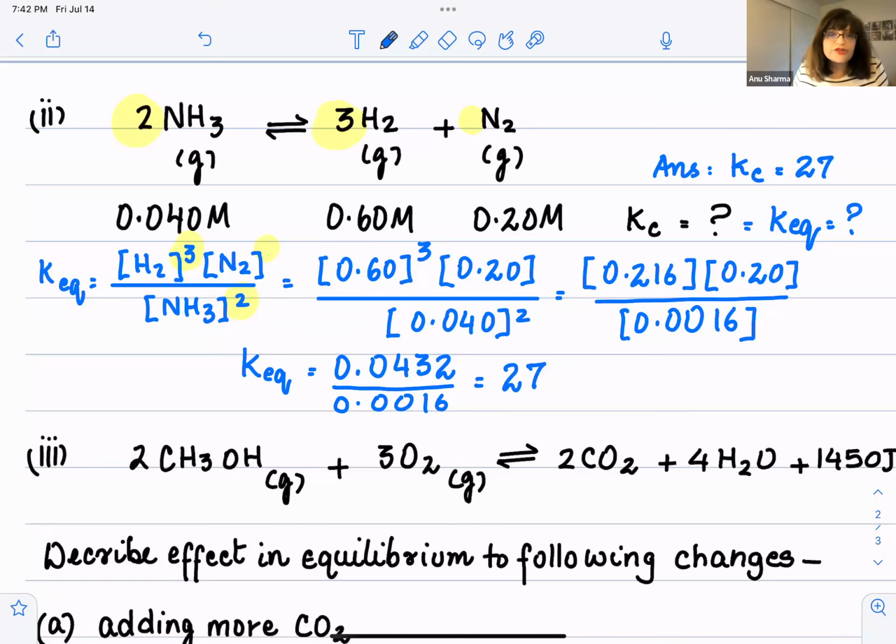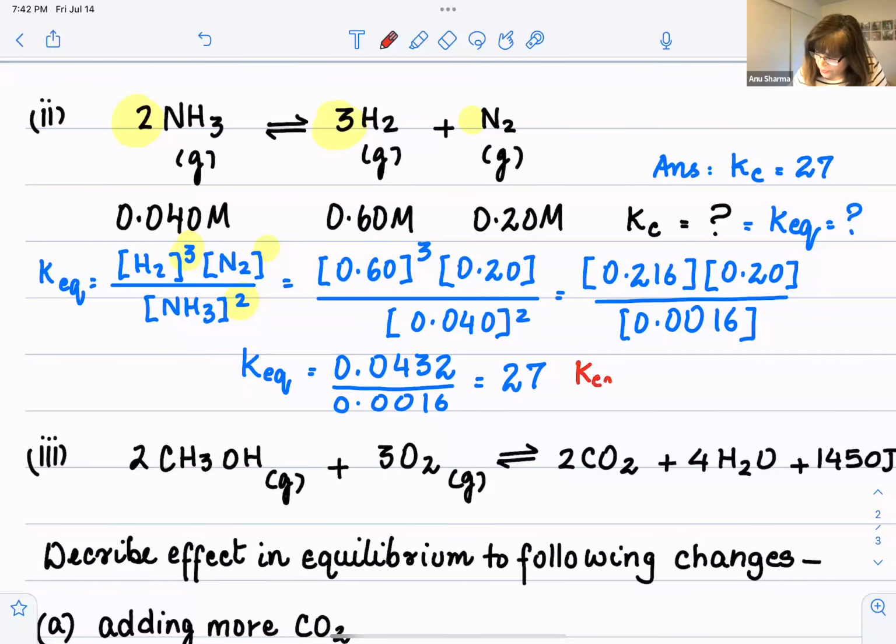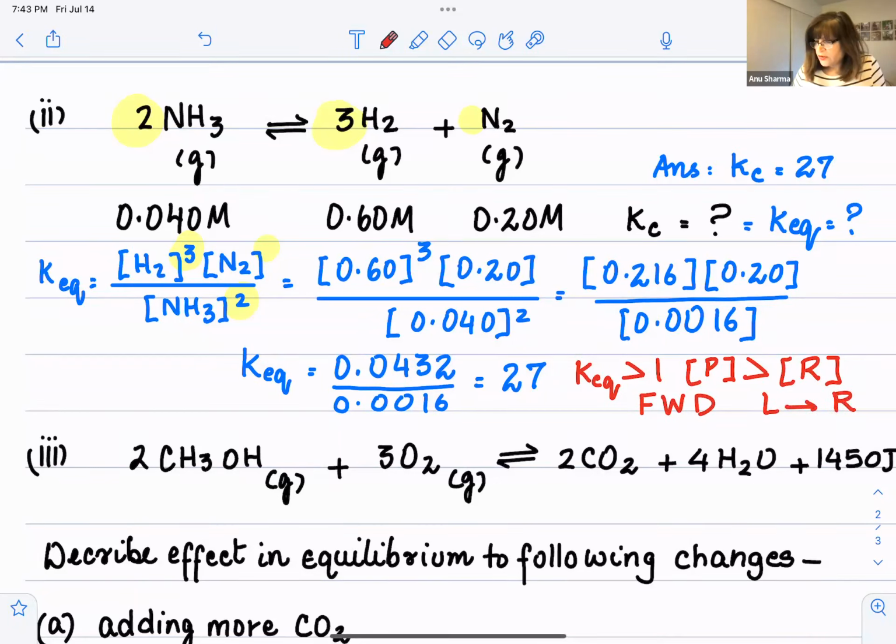Okay, now another question can be asked. This means that the value of Keq, the equilibrium constant, is more than 1, right? So what does this mean? This means that the concentration of the products is more than the concentration of the reactants. This also means that the reaction is moving in the forward direction. That means moving from left to right. Okay, all right, so that's one piece.